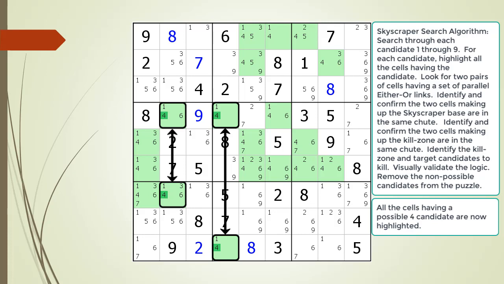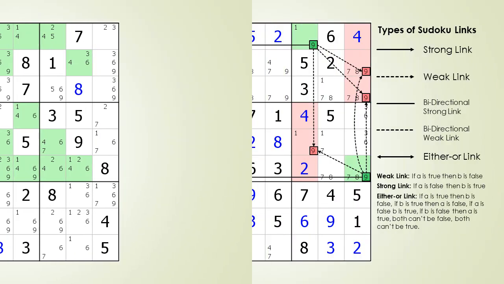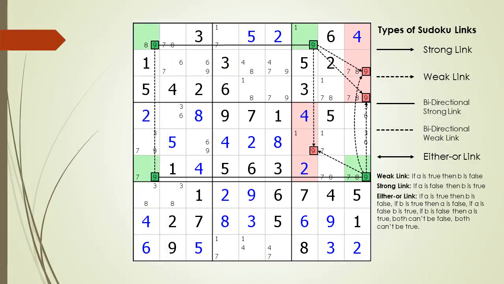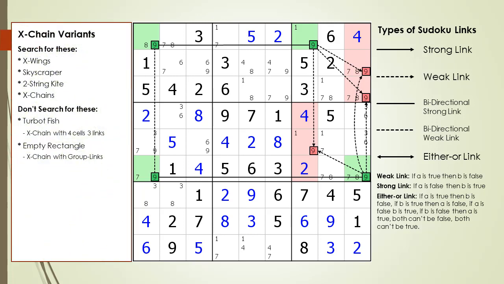Next, we are going to demonstrate how the skyscraper is a variant of the X-chain. Consider the following Sudoku in progress. We return to our first example. Here is a diagram of the same skyscraper showing the link relationships between candidates within cells. As stated, a skyscraper is a variant of the X-chain.